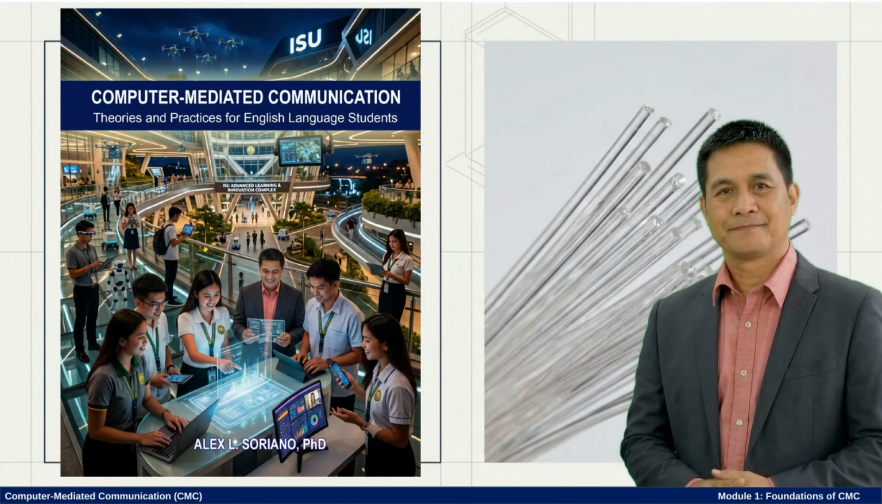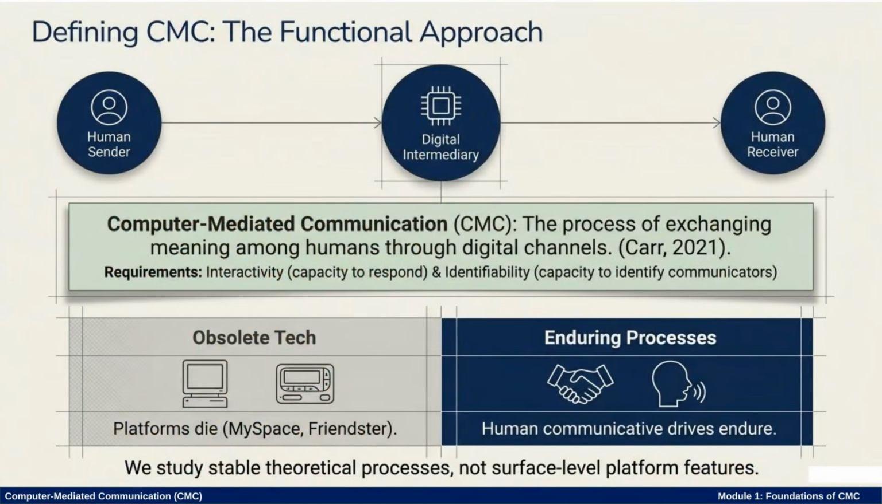Okay, let's begin. Let's start with a clear definition. Look at this diagram. A human sender, a digital intermediary, that's the technology in the middle, and a human receiver. CAR, in 2021, defines computer-mediated communication as the process of exchanging meaning among humans through digital channels. Notice something important here. The computer itself is not the communicator. It is only the middle step. The real communication still happens between people.